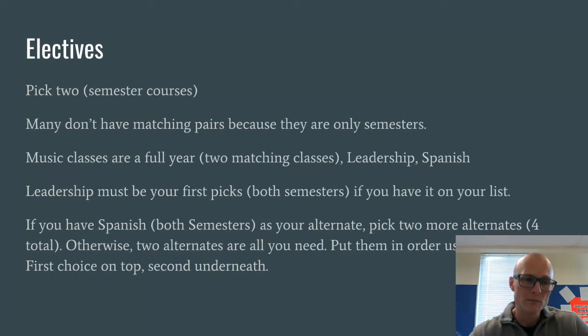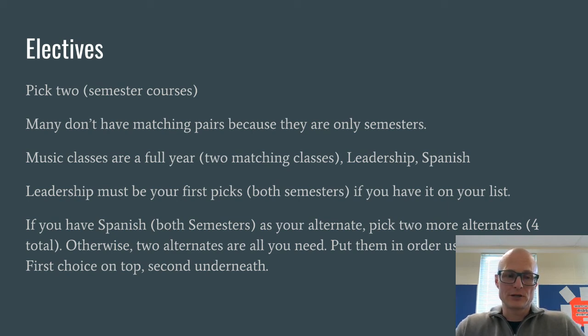Electives. You need to pick 2 for sure. And then you also need to pick at least 2 additional, unless you're in a unique situation, which I'll get to when I talk about leadership and Spanish. When you look at the semester elective courses, you'll know that many don't have a matching pair. For example, you don't have Art 1 and Art 2. You just have Art because it's 1 semester only. You don't know which semester you're going to take it, but you put it down there.